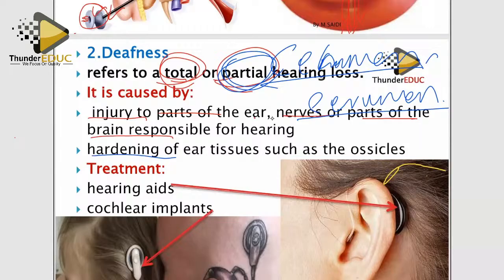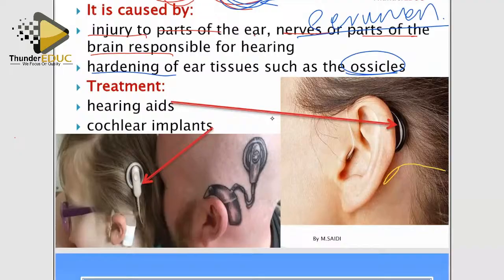Another thing is hardening of the ear tissue. It could be like the ossicles, they can no longer vibrate. We saw that it can also lead to conductive hearing loss. There is no conduction of the vibration, meaning that hearing loss is going to happen. So how do we solve that? We apply hearing aids, something which is going to help you to hear. Have you ever seen people having this? They bath with it, they sleep with it. It's just to help them amplify the vibration.